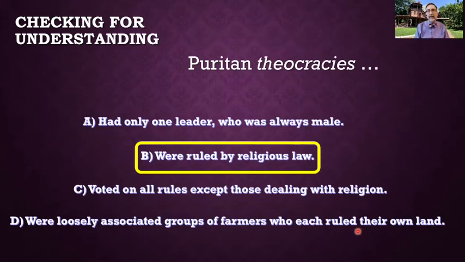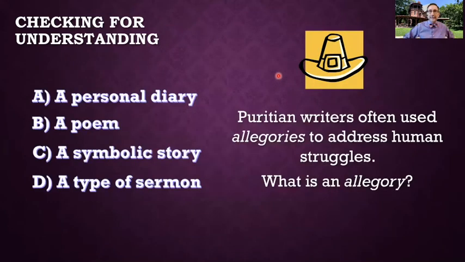Here's another one. Answer's already up there for you. Puritan theocracies were governments run by religious law. So when you see theo here, you have religion in there. If you study theology, it's the study of religion. When you see this root word here, like in democracy or plutocracy, that's a form of government. So this is a government run by the rules of God.